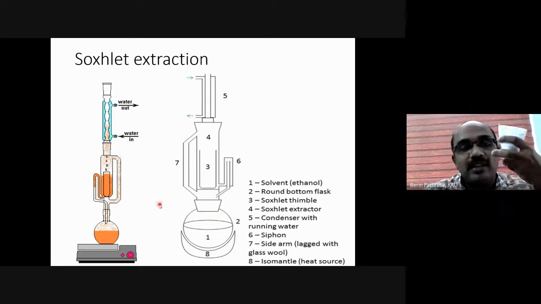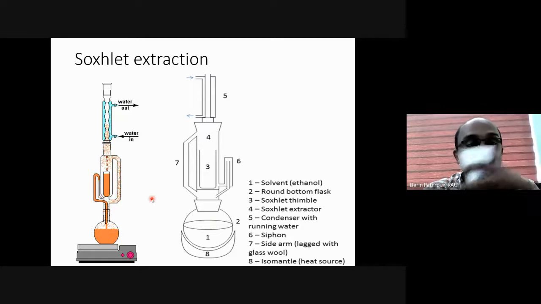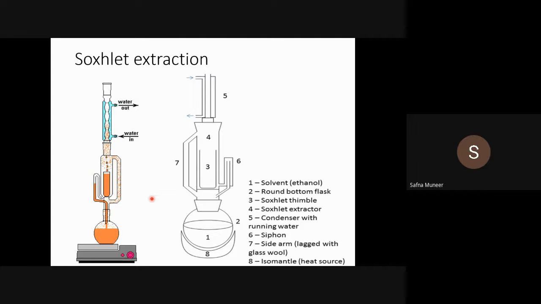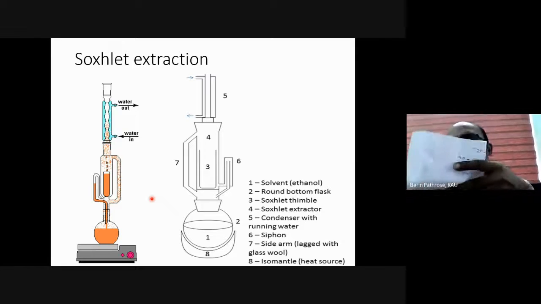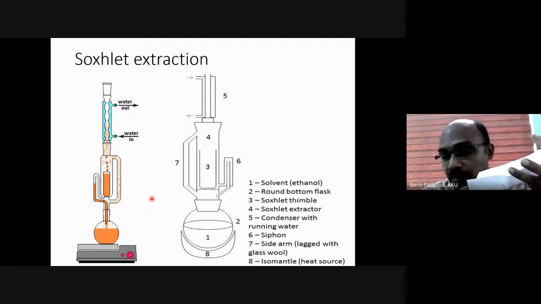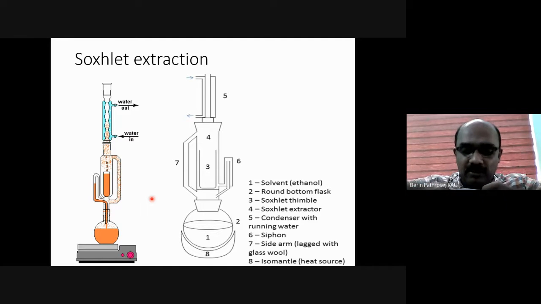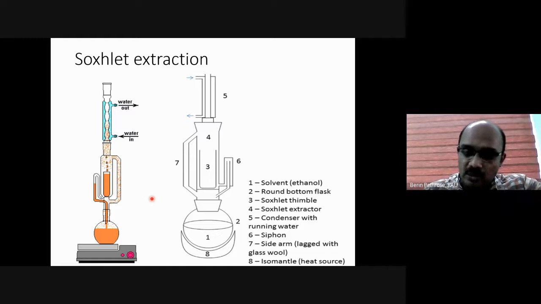This is how we make a paper thimble. Can you see it? Yes, sir. Just with a piece of paper, usually we use filter paper, Whatman filter paper. Sometimes we may staple it. We don't use cellophane tape and all.